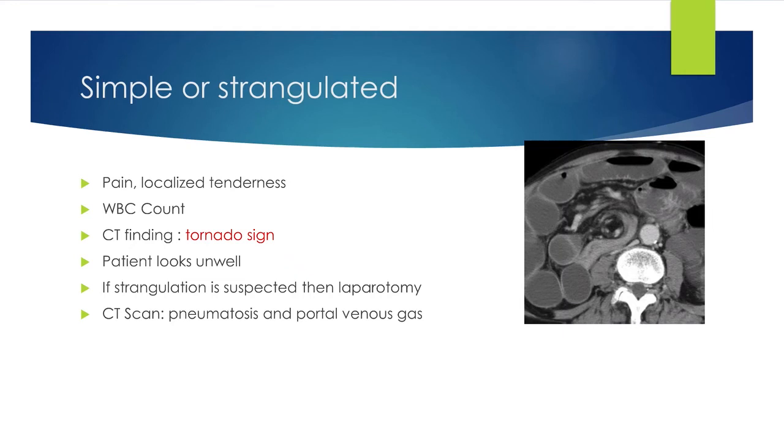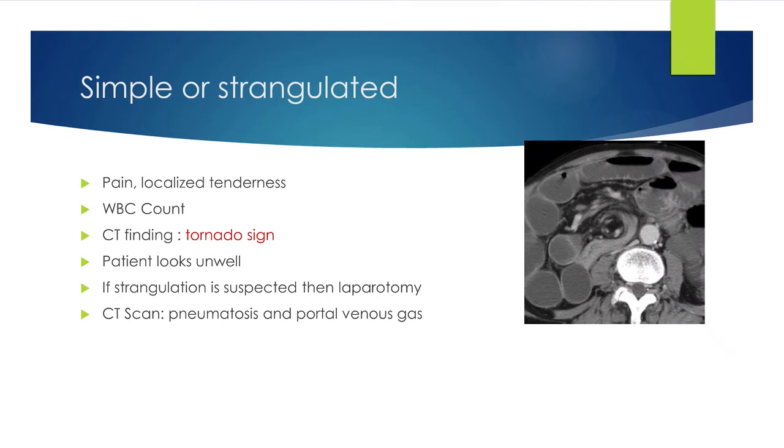White cell count will be elevated, and when you do a CT scan, there is what we call the tornado sign. And the tornado sign is a CT sign of volvulus of part of the small bowel, where the blood vessels seem to have been twisted like a tornado. These patients almost always look unwell, and you need to keep an eye on that, because if it is confirmed, or there is high suspicion of strangulation, these patients will need a laparotomy to sort out the problem. Otherwise, they will not settle down.